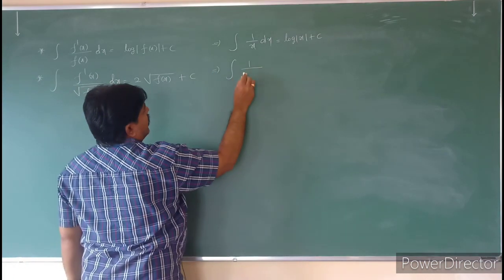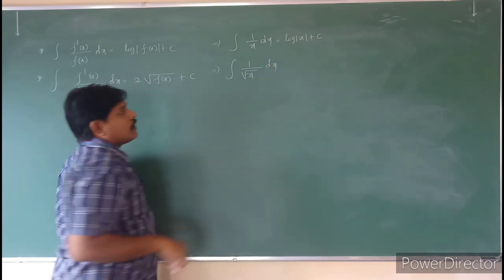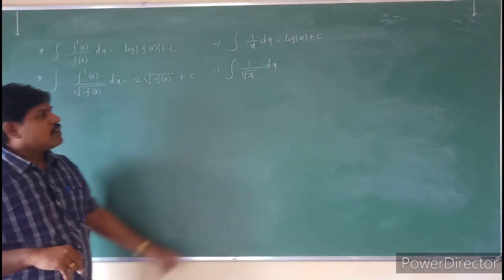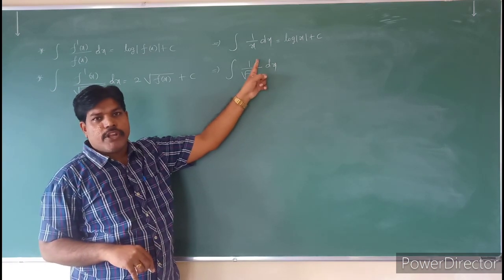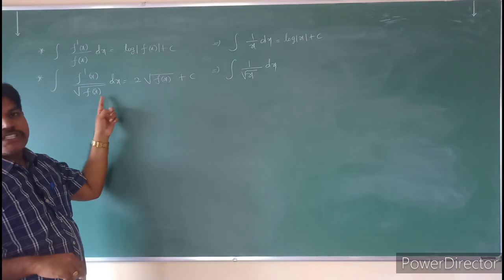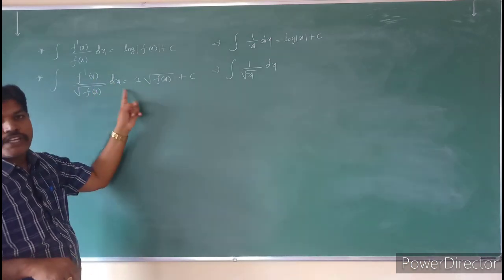Integral of 1 by root x into dx. What is the x derivative? The x derivative is 1, yes or no? So that means it is in the form of integral of f dash of x by root f of x.